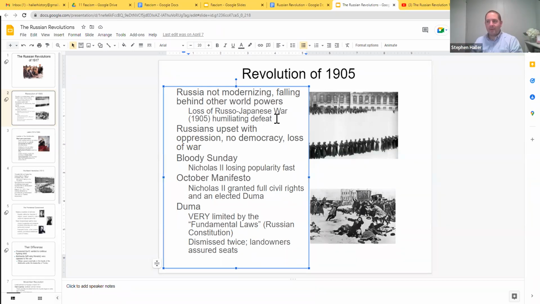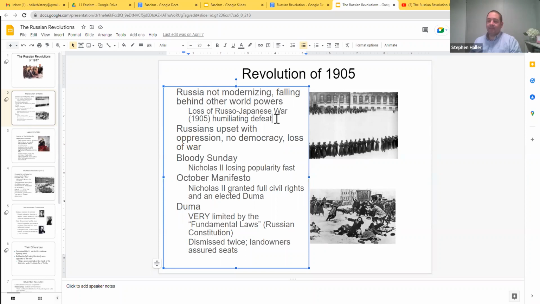I will also point out here that Tsar Nicholas II is an unsavory character. People just don't like him. He sort of vacillates between decisions. He's seen as a pushover. He is not very well liked.